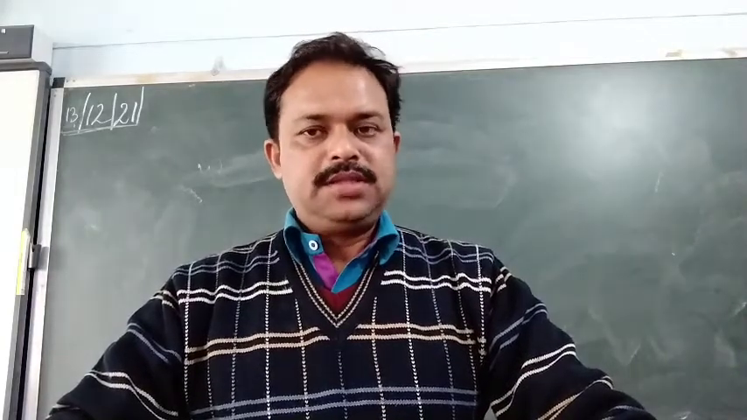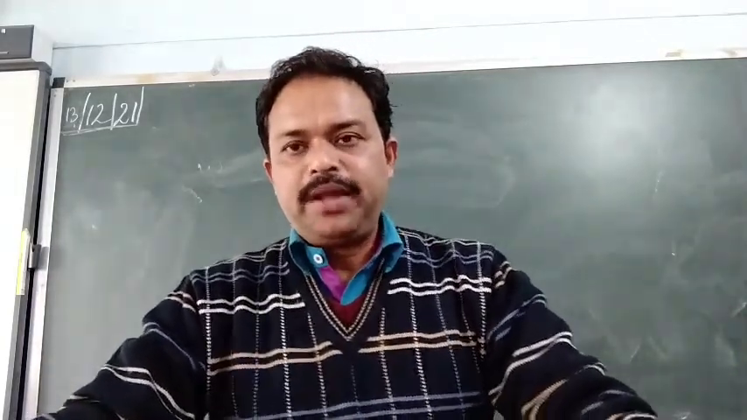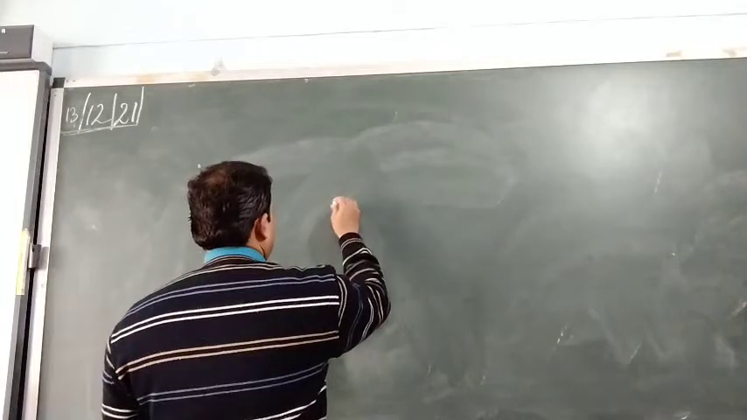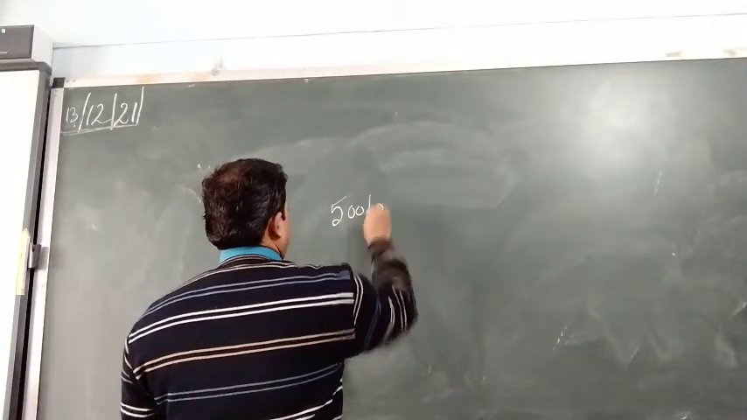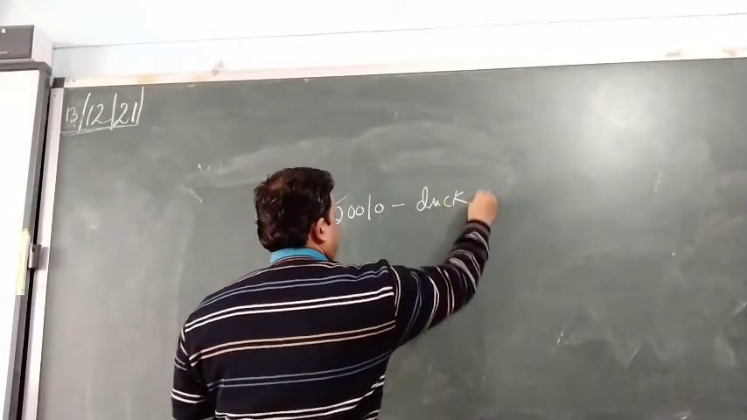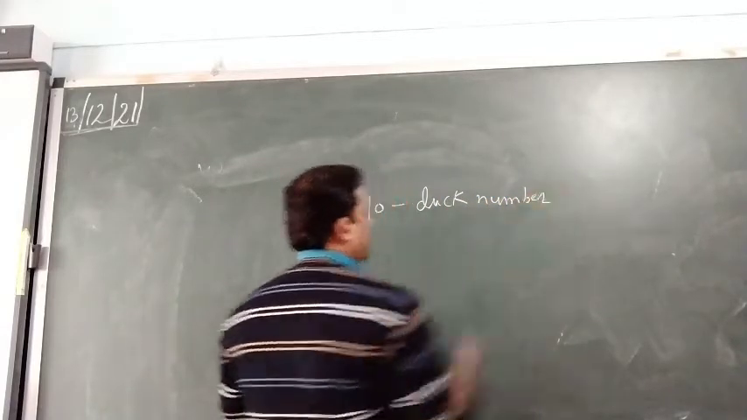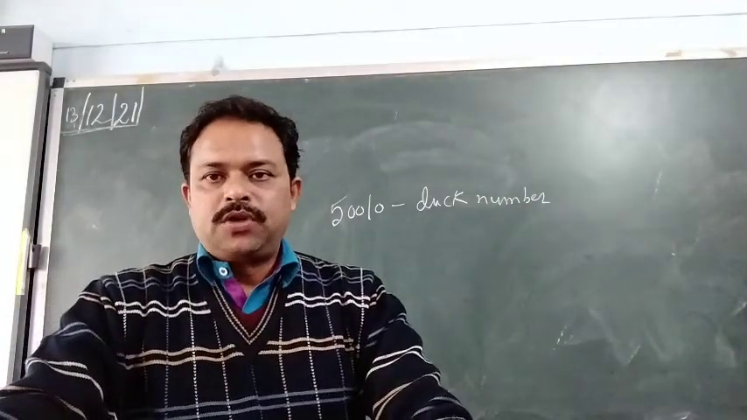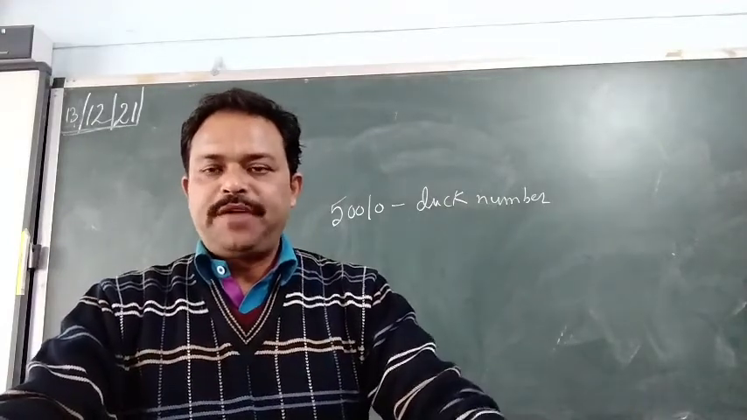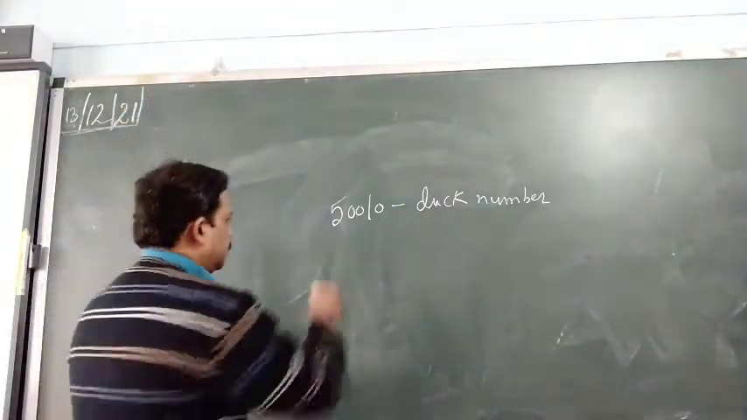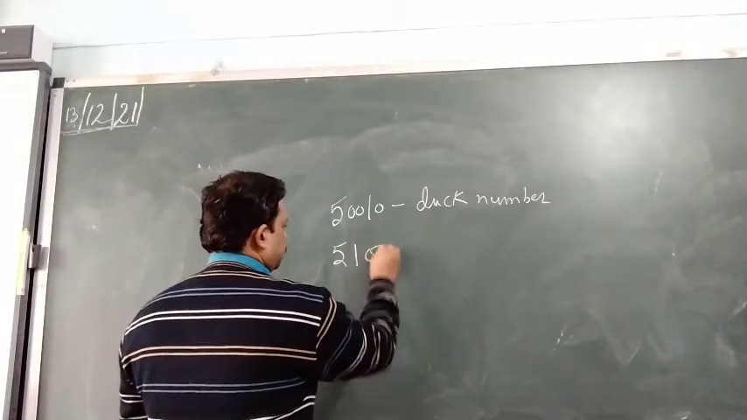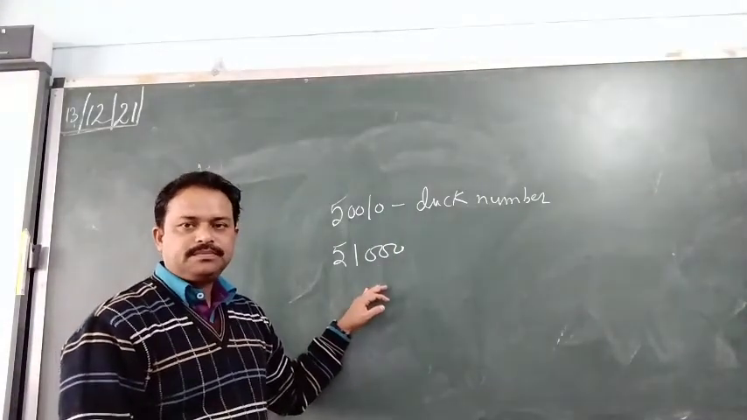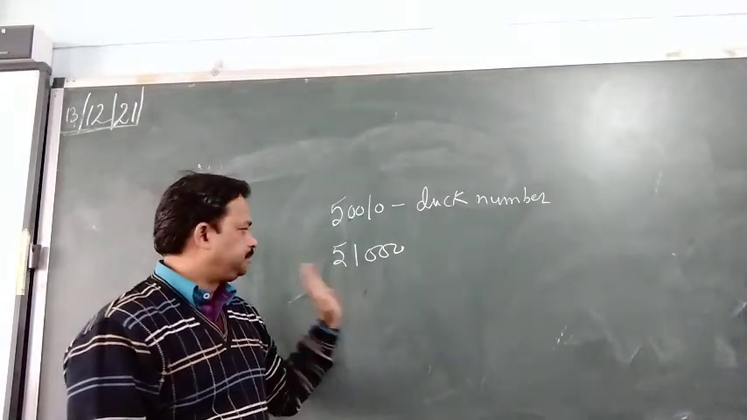If it is a duck number, meaning 0 is there, we have to bring that 0 to the right side. For example, 50010, it is a duck number because it has 0. So if it is a duck number, then in the second part what we have to do is bring all the 0 to the right side: 51, we have to bring all 0 to the right side. This is the final output which we required.